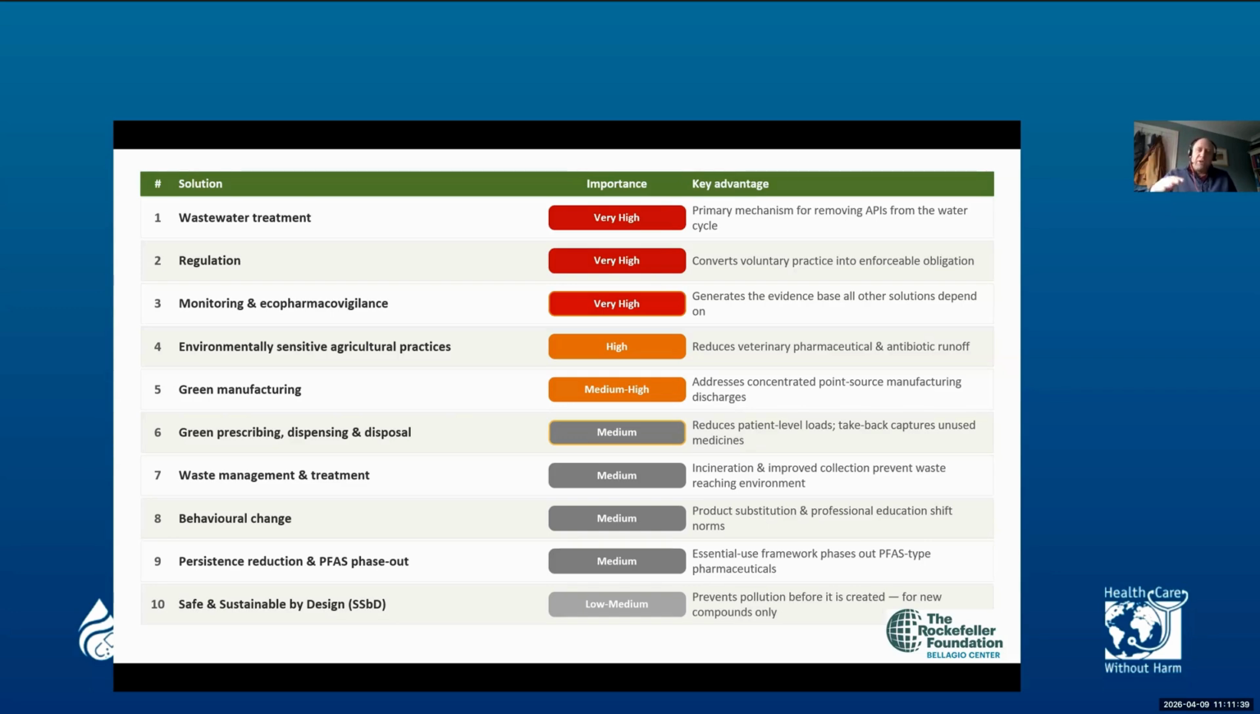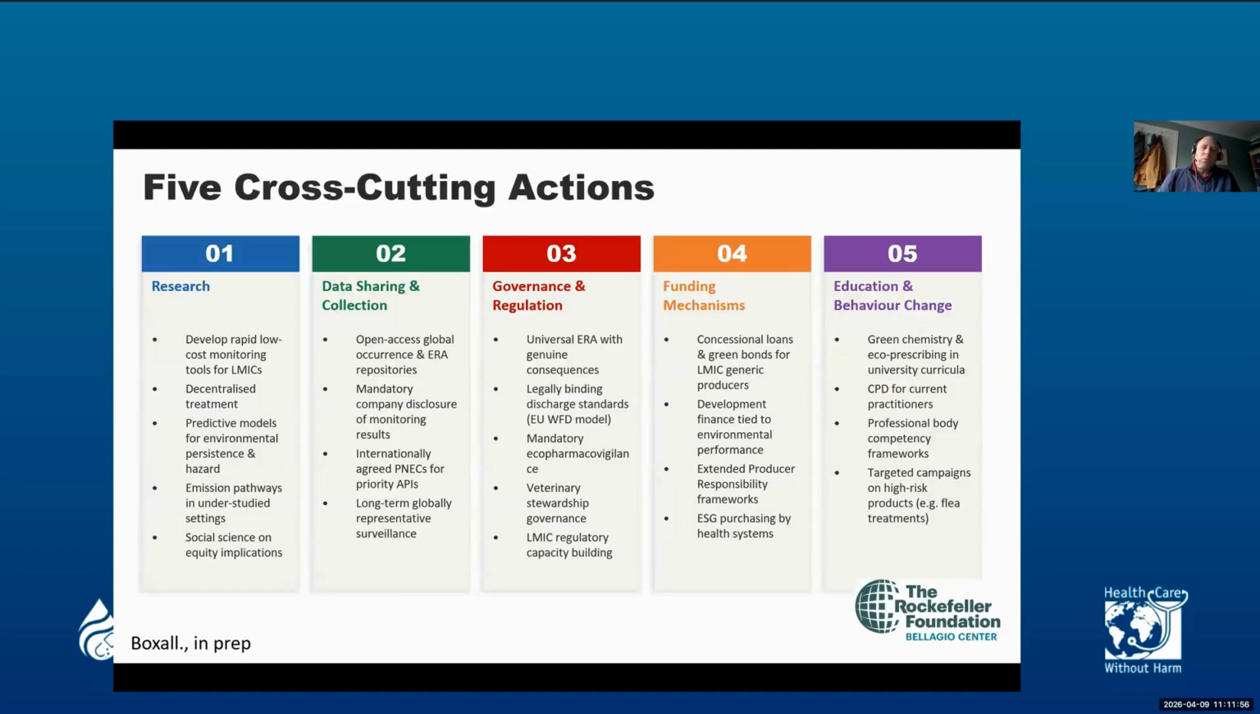And then as you move down, you can see at the bottom, even though people have talked quite a lot about it, safe and sustainable design, I rated as low to medium importance because of the time scale that would be involved in introducing that as a solution. I also identified a number of actions that I think we need to do as a society to implement these solutions.